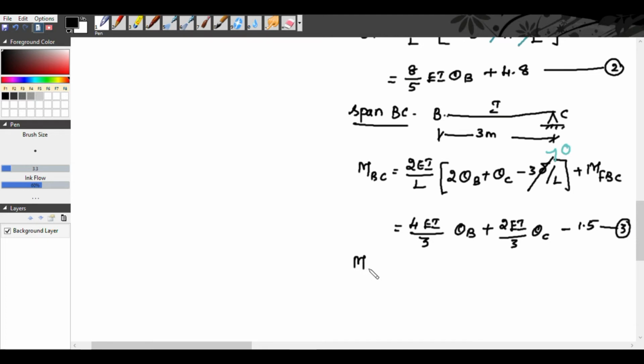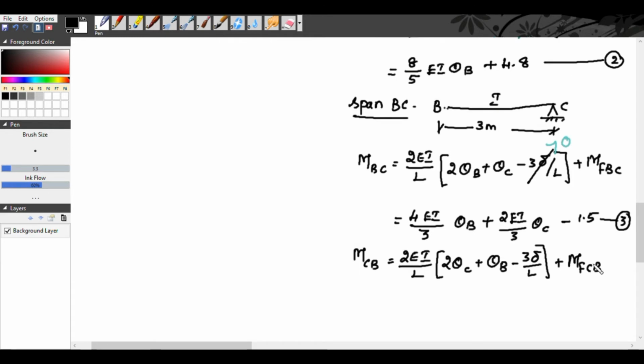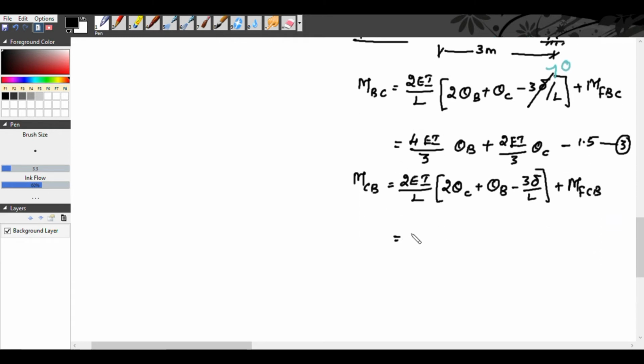Now, similarly, MCB will be equal to 2EI by L into 2 theta C plus theta B minus 3 delta by L plus MFCB. So, we get here this delta is equal to 0. So, what we get is 4EI by 3 into theta C plus 2EI by 3 into theta B plus 1.5. This is our equation number 4.